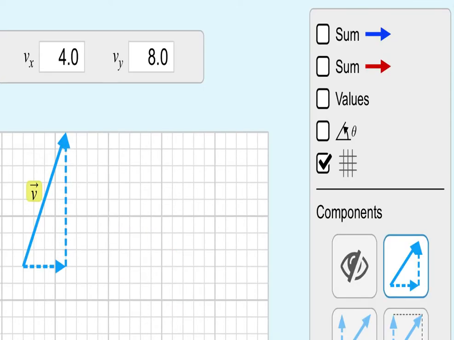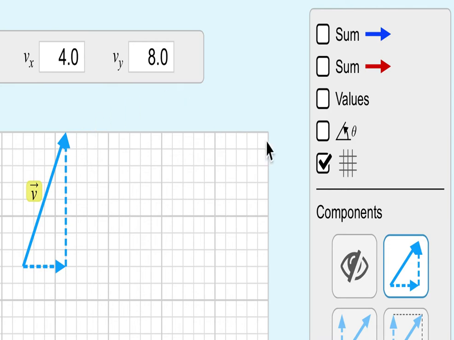Hi everyone, here we're going to do the reverse exercise. We're given a vector and we're given its x and y components. Its x component is 1, 2, 3, 4 horizontally, and in the y direction it's 1, 2, 3, 4, 5, 6, 7, 8 units. So go ahead and try to calculate two things: the magnitude of this vector and also its direction. And then we'll double check in this picture.